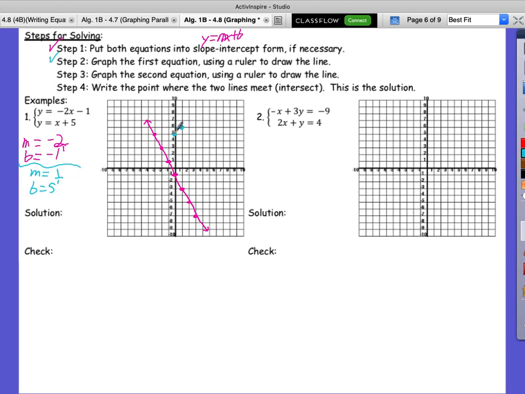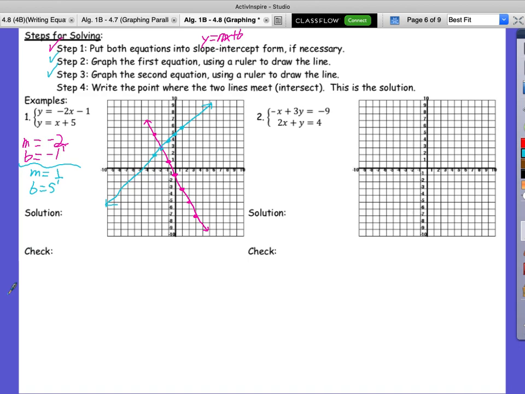Where else could we go? Down 1, left 1. Now, which way do we think they're going to intersect? Is it going to intersect up here? No, where are they going to intersect? Right. Down here. So what direction do I need to keep going? Down. Okay, and I'm going to connect those points. And do we notice that there's one spot where they intersect? Yep. So we did the third step, we graph the second line.